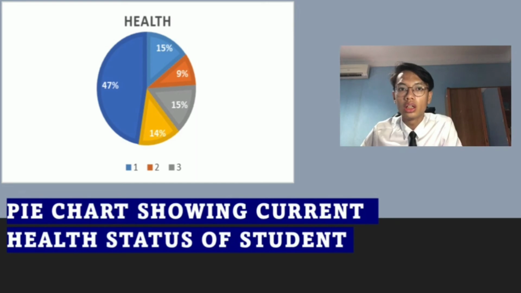After that, the number of students who got 3 and 1 in their health status is the same, which is 22 students. 15% of students have a fair health status and another 15% of students have a very poor health status. The fewest students got poor in their health status, which is 14 students, forming 9% of the students.